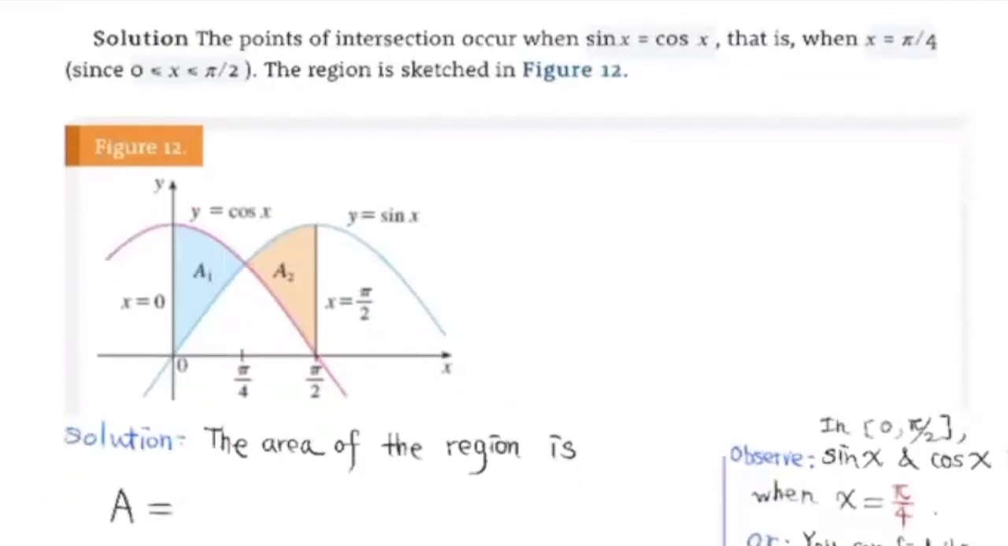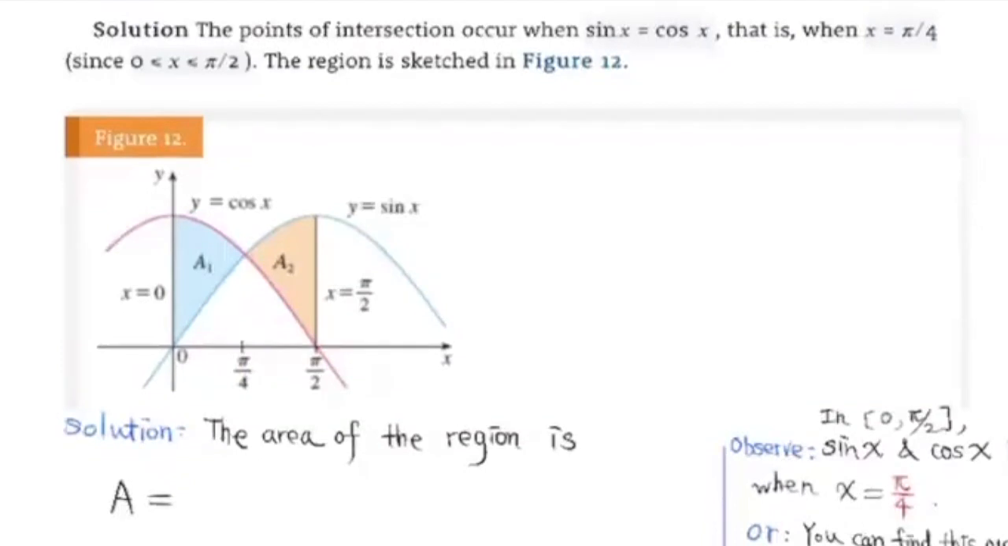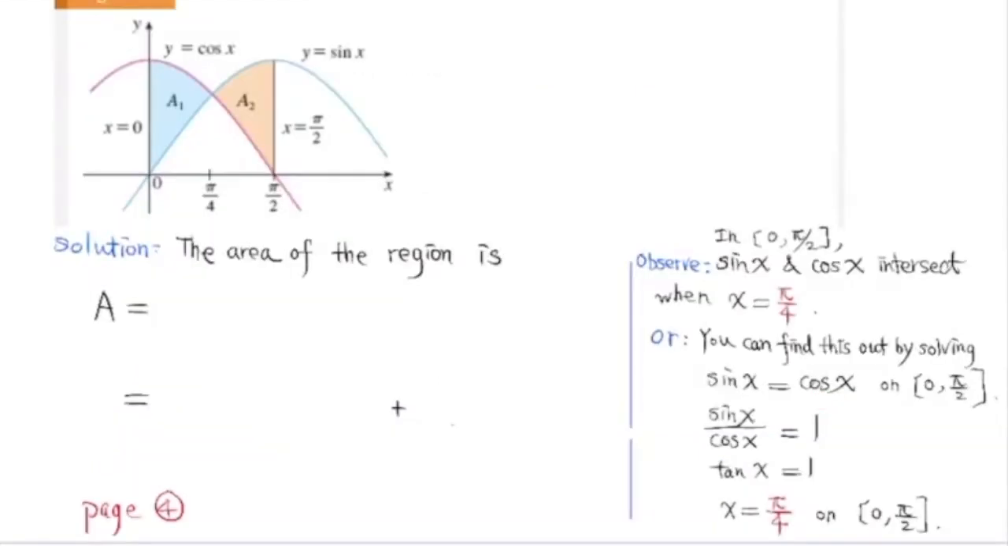Now if you don't recall that, you can actually find this out by solving these two equations together. So y equal to cosine x and y equal to sine x, then sine x will be equal to cosine x. Now we're trying to solve for this x here on 0 to π/2. Then you can divide both sides by cosine x. So sine x over cosine x equal to 1. So tangent x will be equal to 1. So x will be equal to π/4 on 0 to π/2. So the corresponding x value here is π/4.